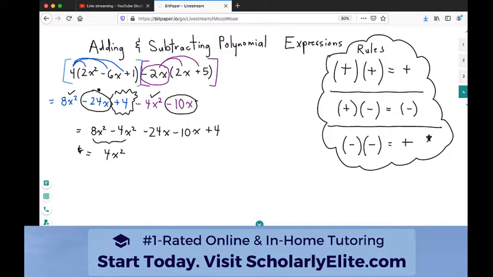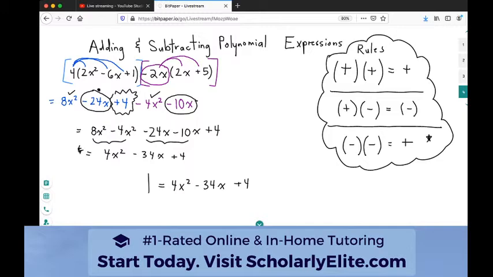Now I've got negative 24x minus 10x. This is the type of thing that gets people really confused. But just remember, once you're in the negatives, you're moving to the left, so this is going to be negative 34x. And last but not least, we've got positive 4, which stays the same. And that's our final answer, so I'm just going to write it down here: 4x squared minus 34x plus 4.